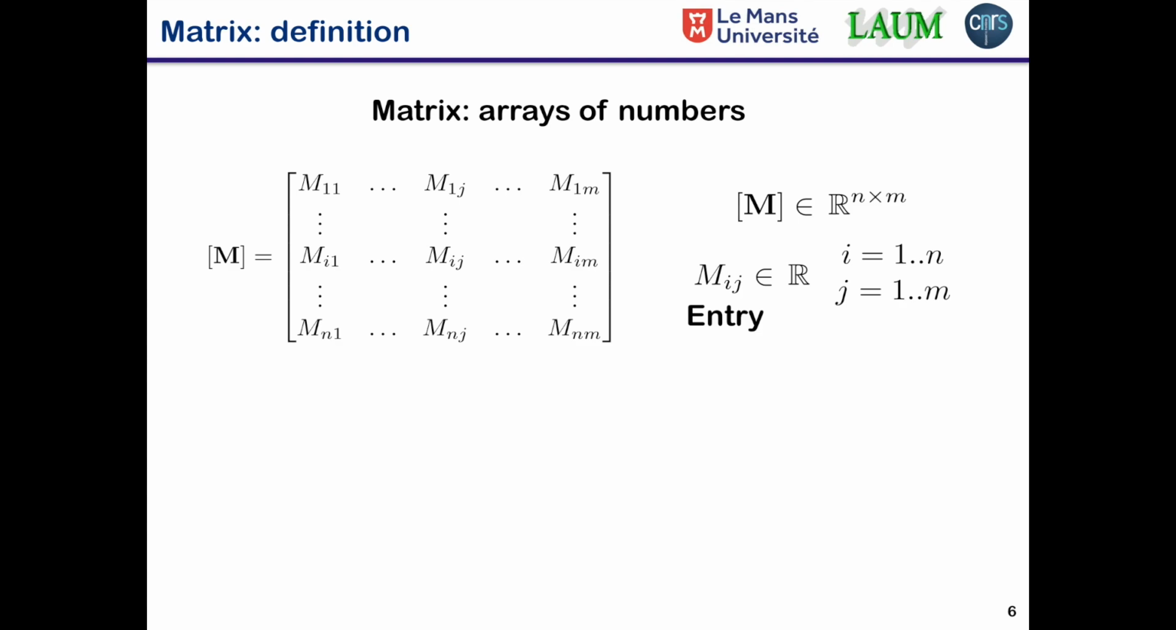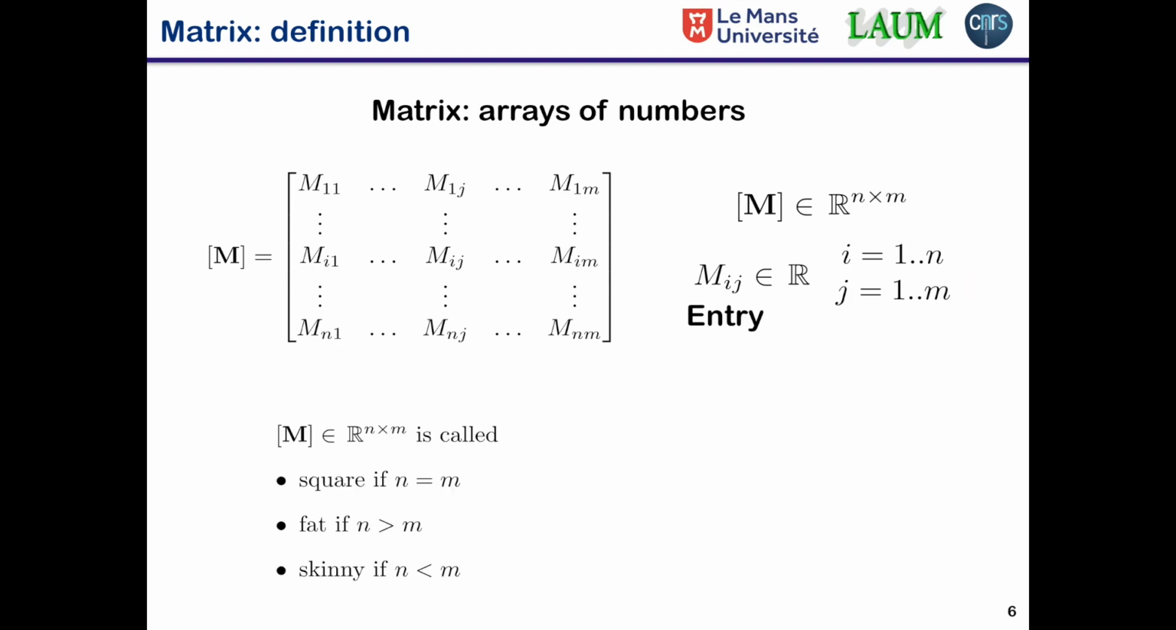For matrices, these are arrays of numbers, same thing. One coefficient in the matrix is called an entry, and the entry has an index for line and column, i and j here, which are in the good range. We have seen arrays with just 2 lines and 2 columns, but the number of lines can be n and the number of columns can be m. n and m are not necessarily the same.